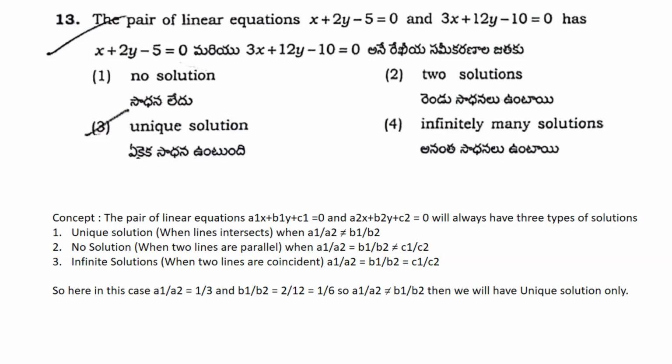So here in this case a1 by a2 equals 1 by 3 and b1 by b2 equals 2 by 12, which means 1 by 6. So here a1 by a2 is not equal to b1 by b2, then what that means is both our lines intersect, which means it will have only a unique solution.